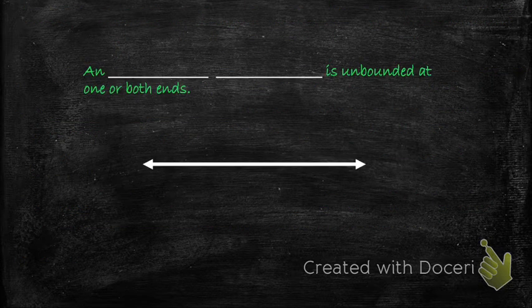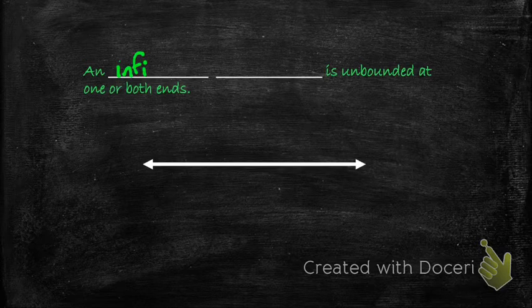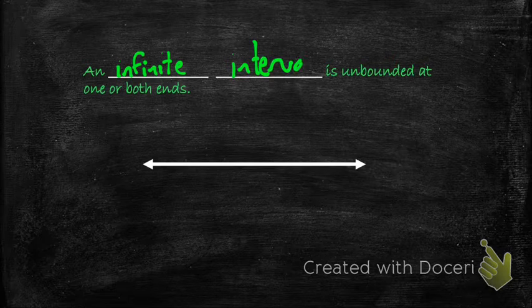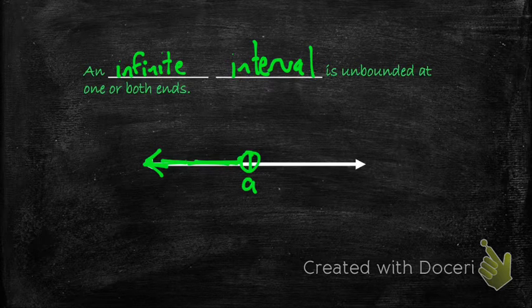Okay. We also have an infinite interval. And this is where you are unbounded at one or both ends. So typically you would just have, on a number line, one number and you would be shading in one of the directions. So something like that can be an open circle, and we can shade this side of the graph. That would be considered an infinite interval, where we're continuing to infinity or negative infinity, something like that.